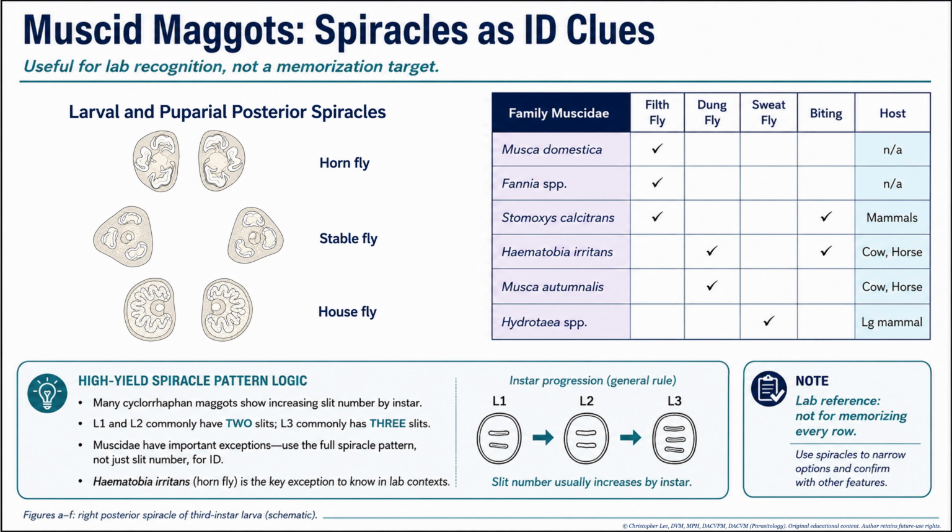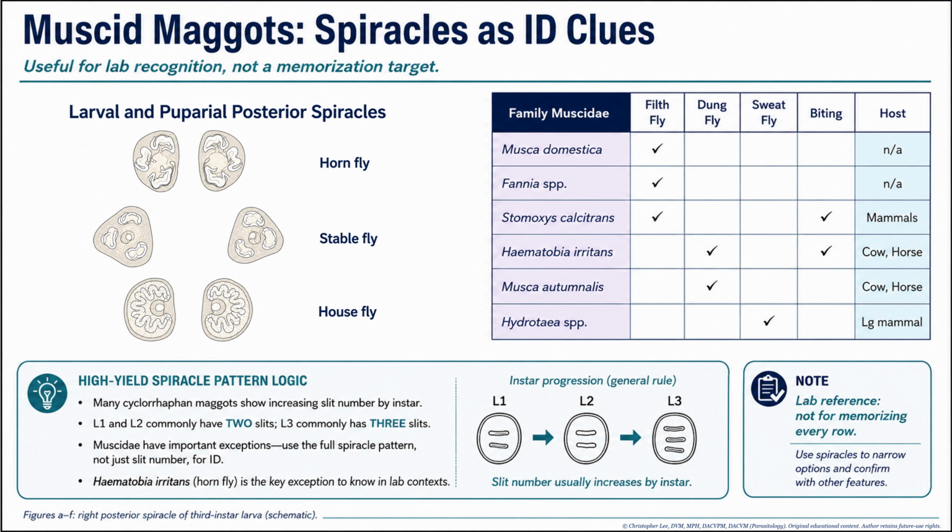In the laboratory or hospital, posterior spiracles can help narrow larval identification. Spiracles are breathing openings, and in many Cyclorrhaphan larvae, the posterior spiracles change as the larva grows. This is where the terms instar and ecdysis matter. An instar is a developmental stage between molts. Ecdysis is the shedding of the outer cuticle so the arthropod can move into the next stage.